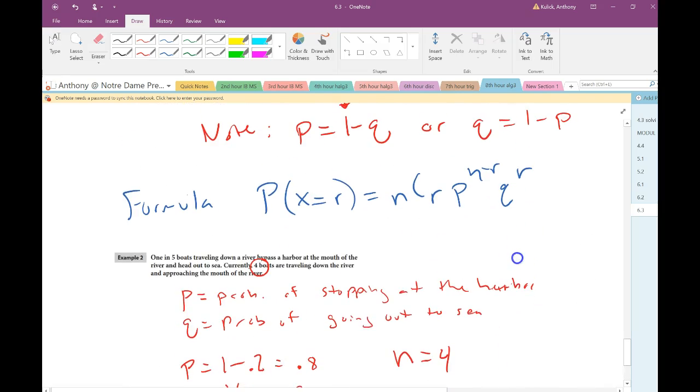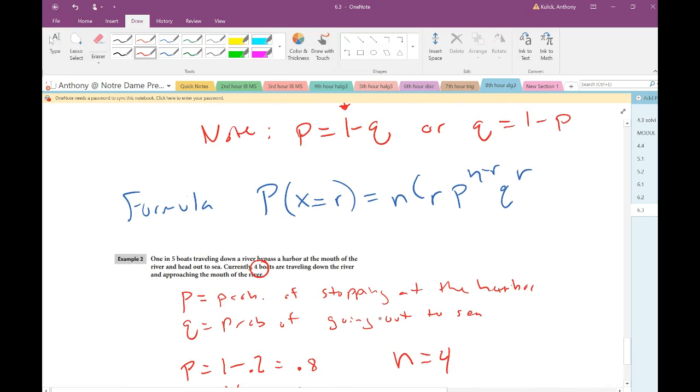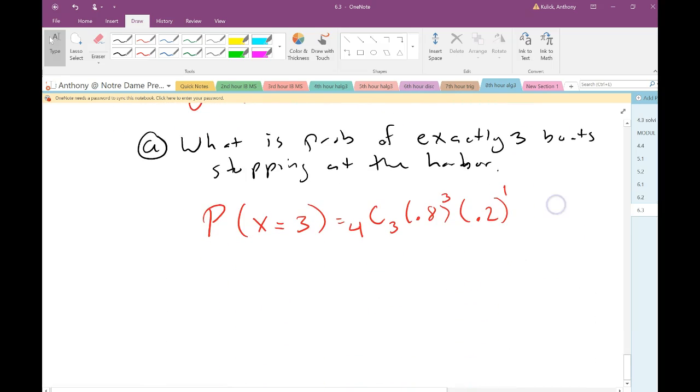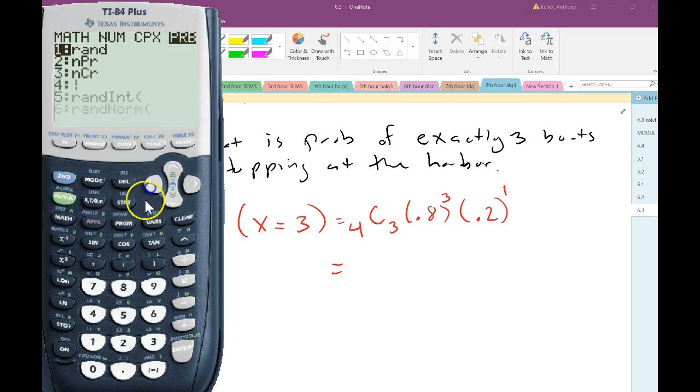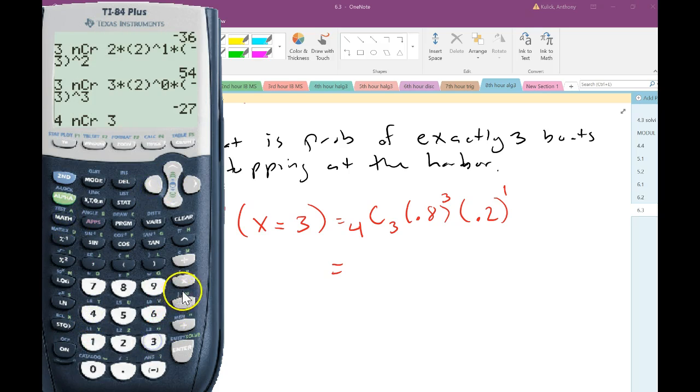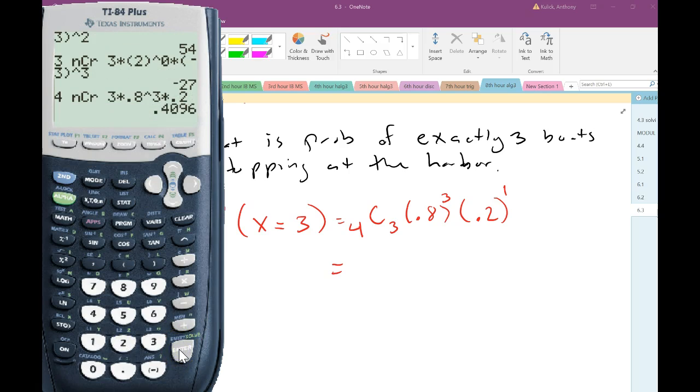Is that what I wrote down up here? Oh, Billy, this is wrong. It should be P to the r, Q to the n minus r. Good thing we caught it. So, to do this, I'm just going to type it in my calculator. And I get about 41%.